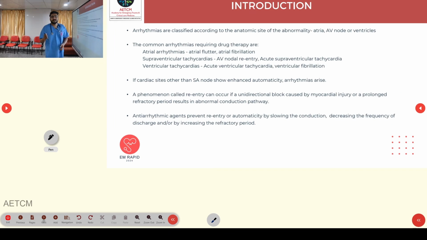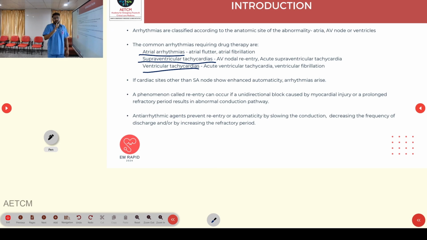Coming to the classification of arrhythmia, it is based on the anatomic site of abnormality, which can be at the atria, AV node, or ventricles. Depending on the site, we have the atrial arrhythmias, which include atrial flutter, atrial fibrillation, and supraventricular tachycardia. We have AV nodal re-entry tachycardia as well as acute supraventricular tachycardias. And among ventricular arrhythmias we have mainly two: ventricular tachycardia and ventricular fibrillation.